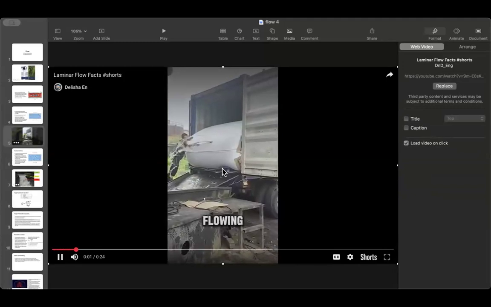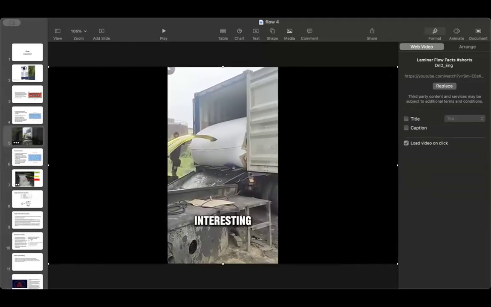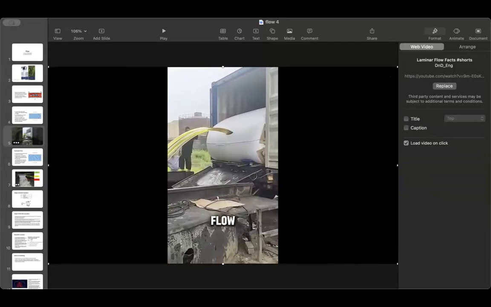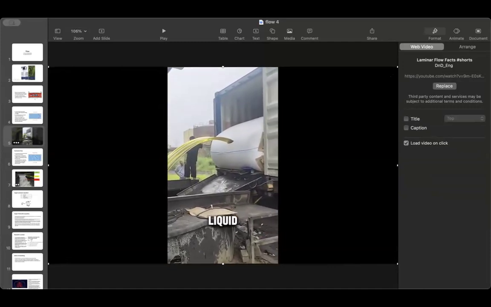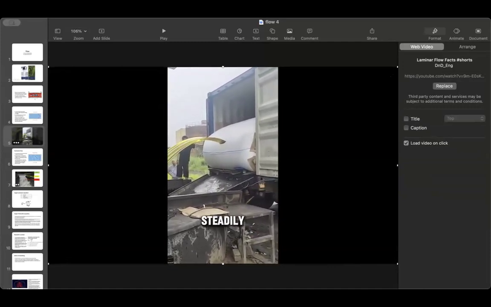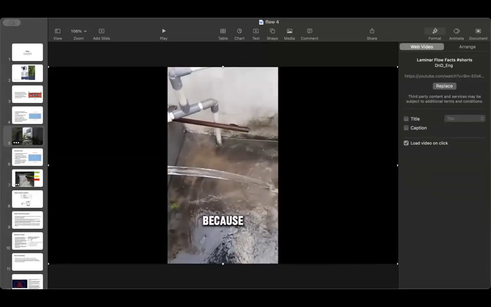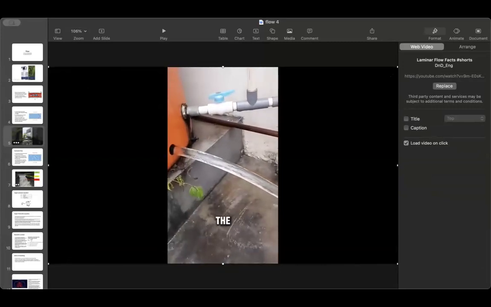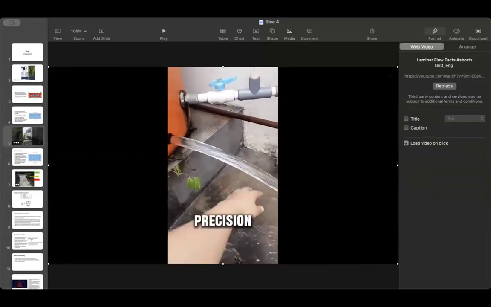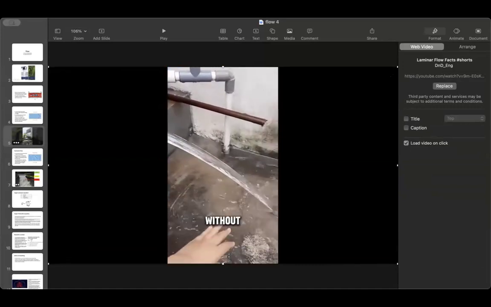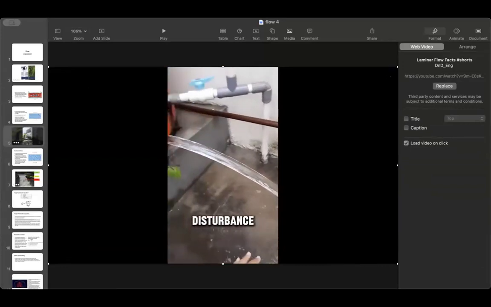Sometimes, when we look at flowing liquid, we can observe an interesting phenomenon called laminar flow. This phenomenon occurs when liquid flows so smoothly and steadily that it appears as though it's not moving at all, even though the liquid is actually flowing. This happens because each liquid molecule follows the path of the previous one with such precision that the liquid flows without any disturbance.